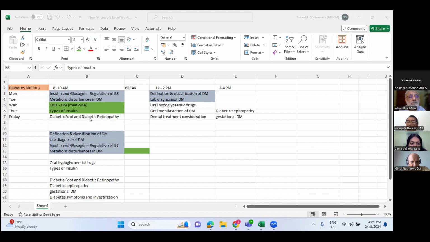Then Friday morning, it was clinical foot and retinopathy. Afternoon, it was a dental lecture. And then we have 2 lectures of 2 to 4 also, that is diabetic nephropathy and gestational diabetes. In between, you generally have a break. So these are morning 8 to 10, this is 12 to 2, this is 2 to 4. Any comments from the other participants?